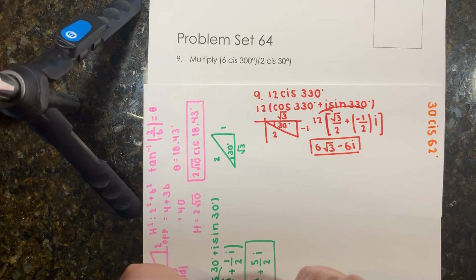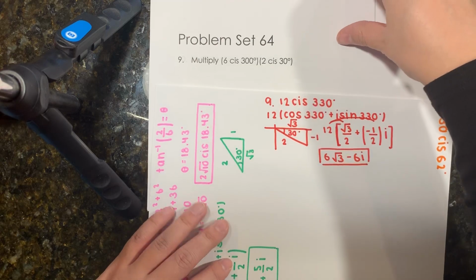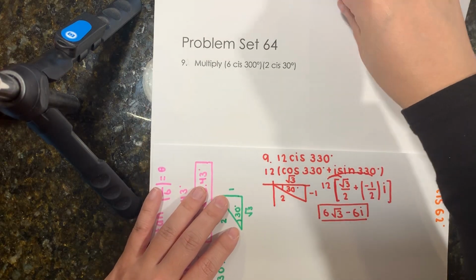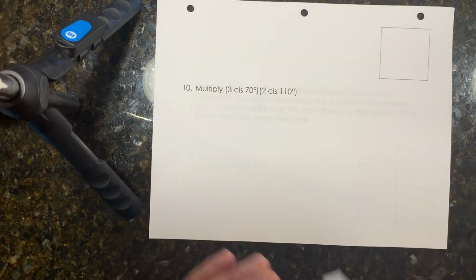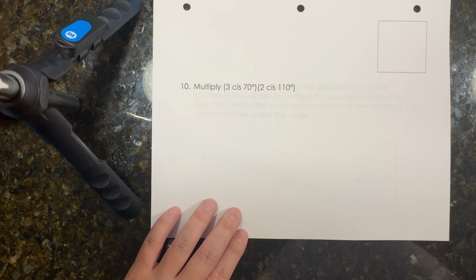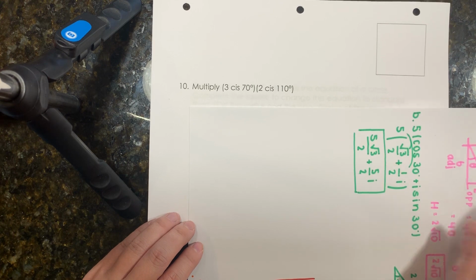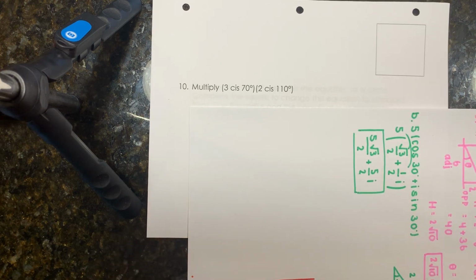So it's not just multiplying the problem. It's also being able to convert this from polar form into rectangular form. So make sure that you guys are doing that. Now that we've done number 9, I want you to try number 10 on your own. So number 10, we have multiply 3 CIS 70 times 2 CIS 110. And then remember in the end to convert this from polar form to rectangular form.